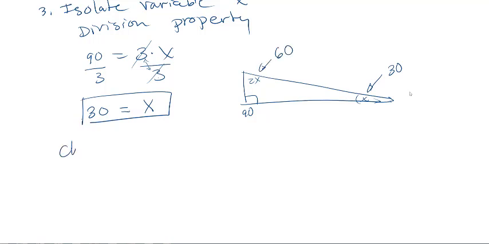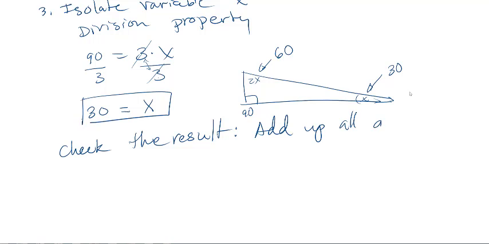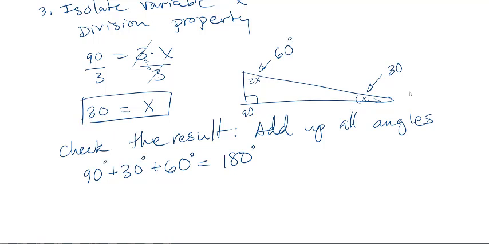Now we can also check our result. Let's check the result. How do we do that? We check by adding up all the angles, right? Add up all angles. Let's do that. We have 90 plus 30 plus 60, and you can check and see that that equals 180 exactly, and I will put the units here, which are degrees. So we checked our result, and it is correct.